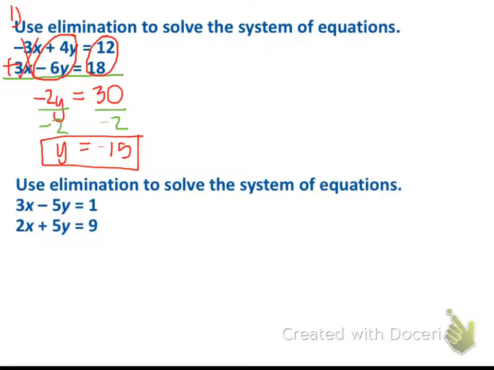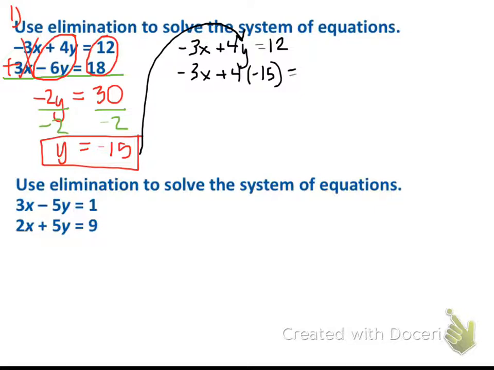So in this case, now we're going to do substitution. Pick whichever equation you want. I'm going to pick the top one just because it's on top and that sounds good to me right now. And I'm going to plug 15 in instead of y because 15 equals y. So that means I'm solving -3x plus 4 times -15 equals 12. Four times -15 is going to give me a -60.